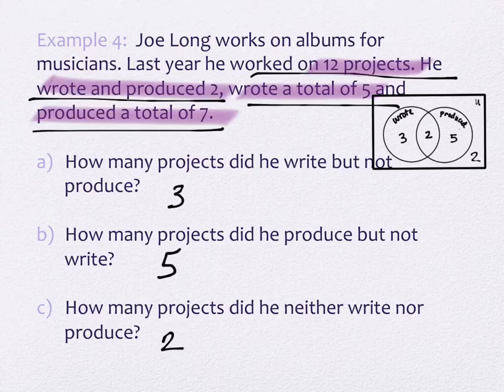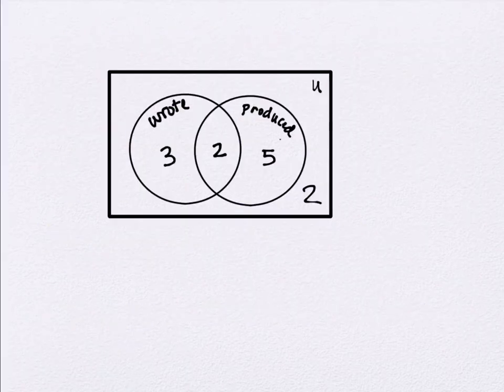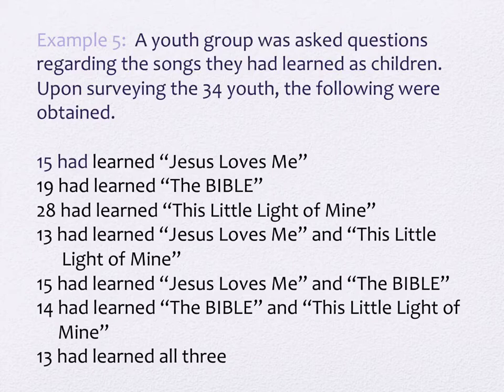All right, we have one more example, I believe. Or maybe 2 more. All right, one more Venn diagram. So this is an example about some songs. A youth group was asked questions regarding the songs they'd learned as children. Upon surveying the 34 youth, the following were obtained. 15 had learned Jesus Loves Me. 19 had learned the Bible. 28 had learned This Little Light of Mine. 13 had learned Jesus Loves Me and This Little Light of Mine. 15, Jesus Loves Me and the Bible. 14, the Bible and This Little Light of Mine. And 13 had learned all three.